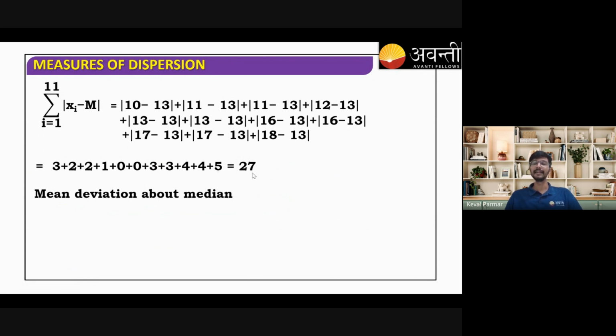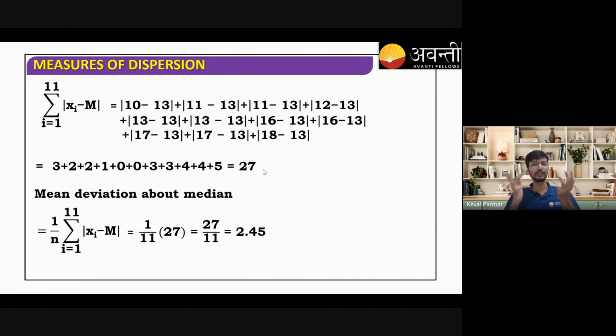We just have to divide 27 by the number of observations, which is 11. So 27 by 11 is 2.45. Correct. I hope it is clear. Very simple, guys. Only calculative stuff is there.